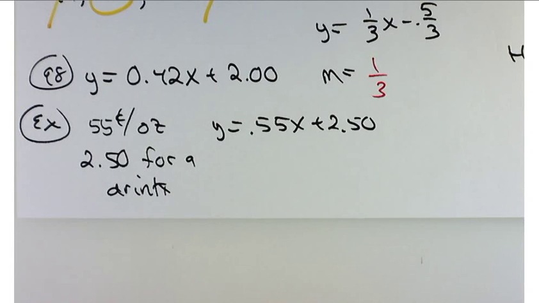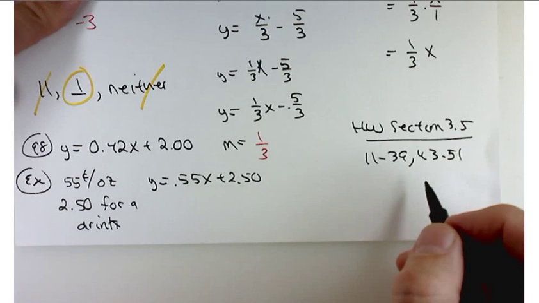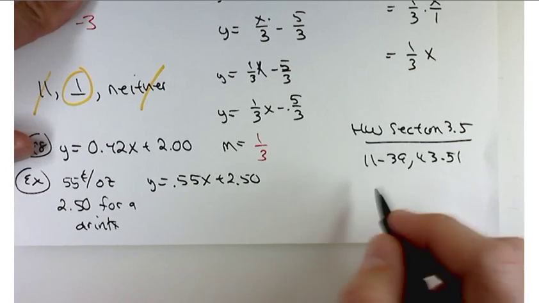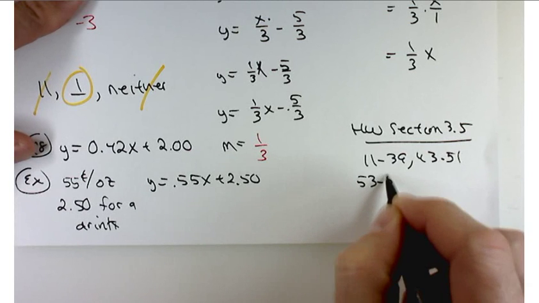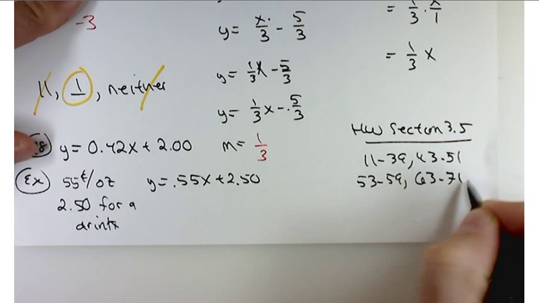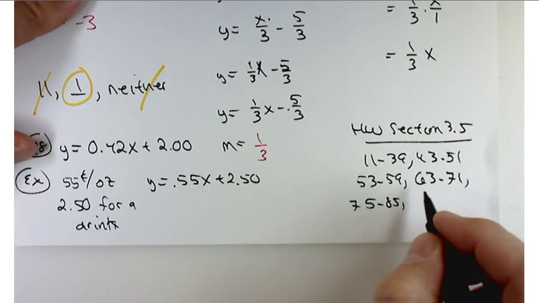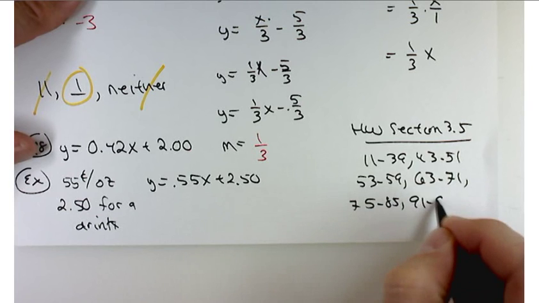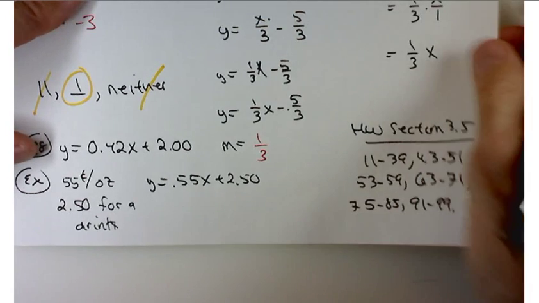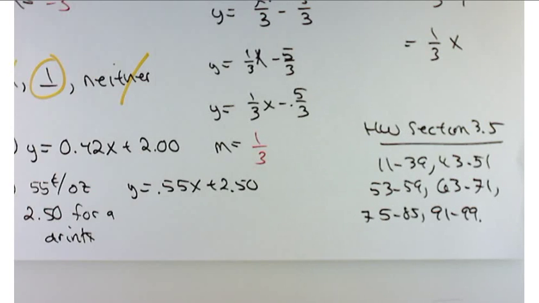For homework, try 1 through 39, 43 through 51, 53 through 59, 63 through 71, 75 through 85, and 91 through 99. So I try to be pretty selective here and not just give you everything, but these are good problems, and I would definitely practice these. It's the only way you're really going to get good at this stuff.